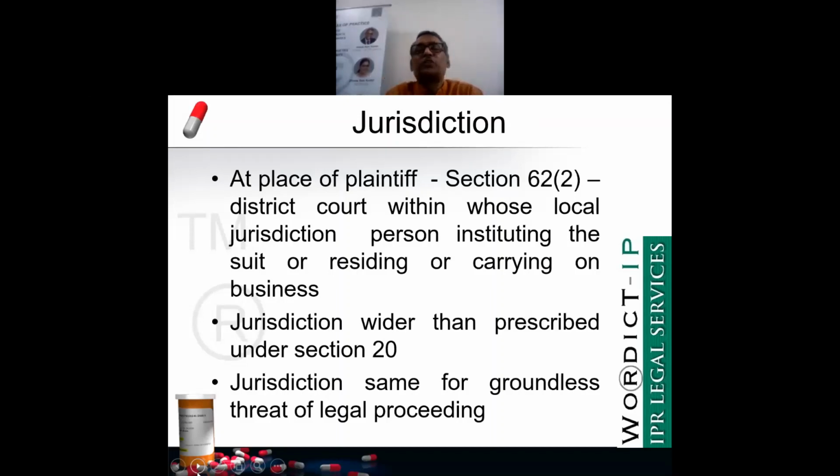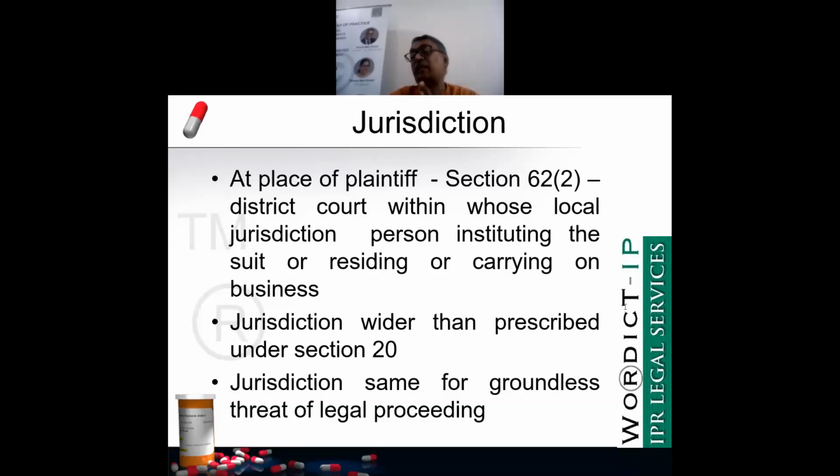Then jurisdiction, section 62(2): the district court within whose local jurisdiction the person instituting the suit is residing or carrying on business. Jurisdiction is wider than prescribed in section 20. Jurisdiction is the same for groundless threat of legal proceeding. So under the Copyright Act, whether you are registered or not, you can file before the court where you are residing and carrying on business.